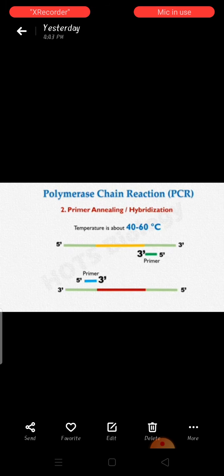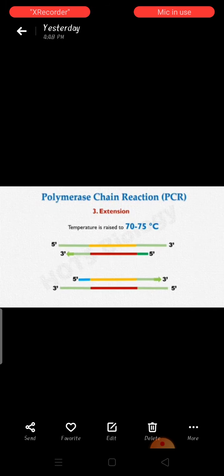Next one is extension. Extension is the third step in PCR. In the third step, a temperature of 72 degrees Celsius is provided to the reaction mixture for 1 minute. This temperature is suitable for DNA polymerase.